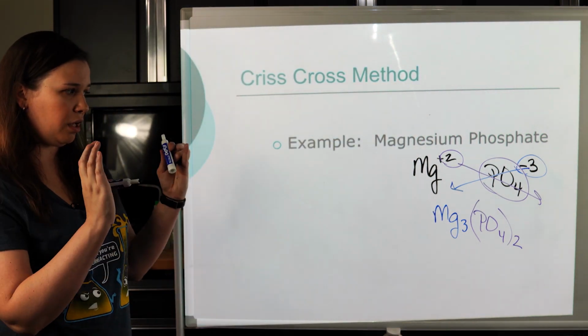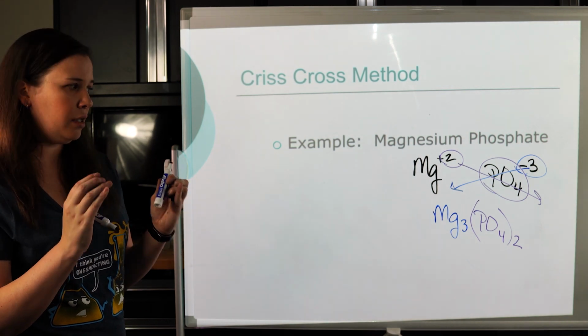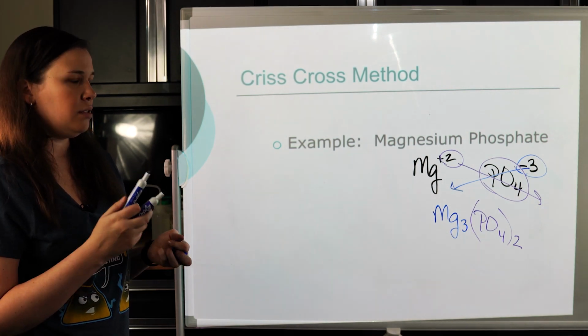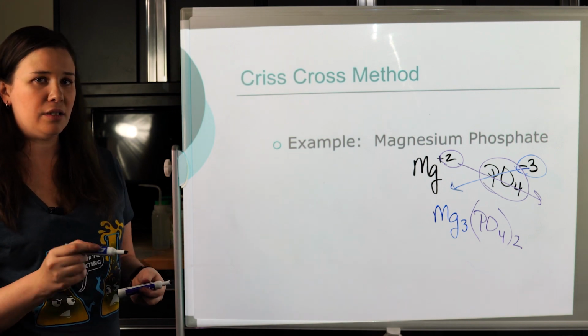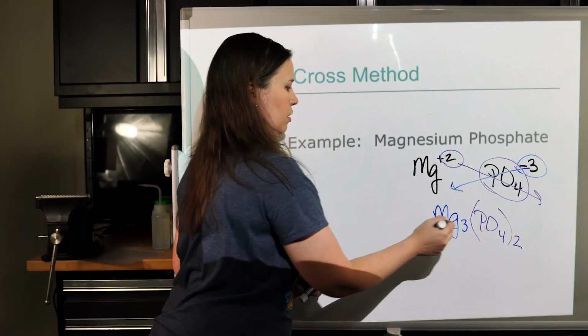Mg3(PO4)2, where that entire phosphate ion is in parentheses. This is super important with polyatomic ions that don't have subscripts. So let me give you just one more example.